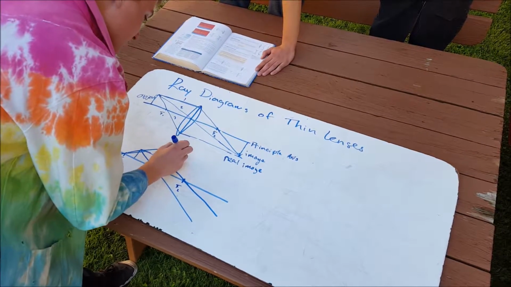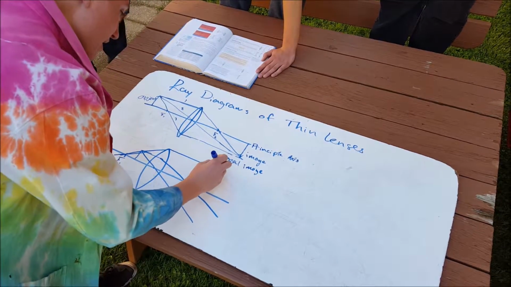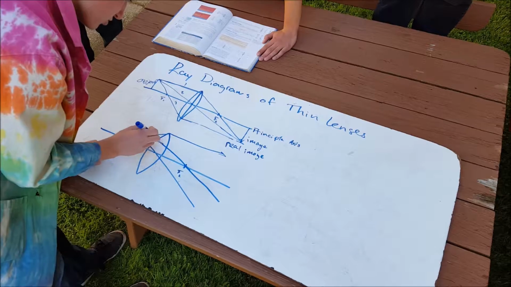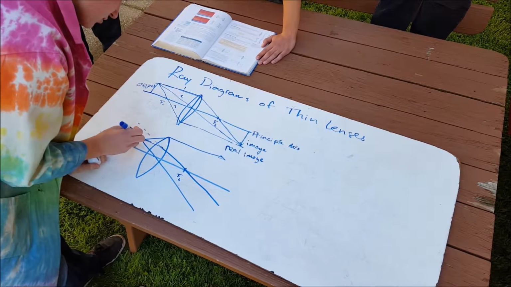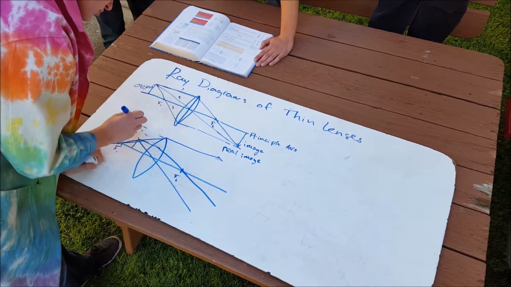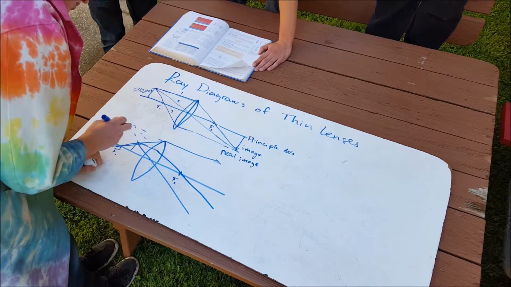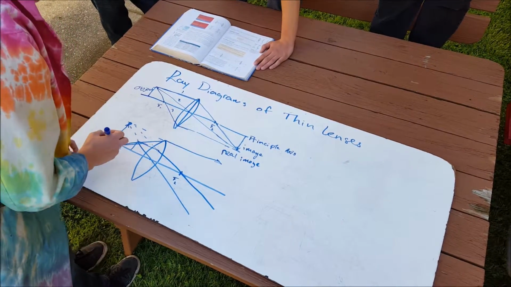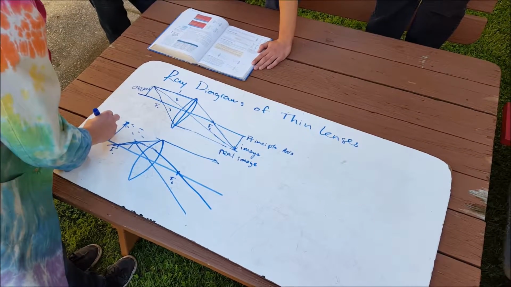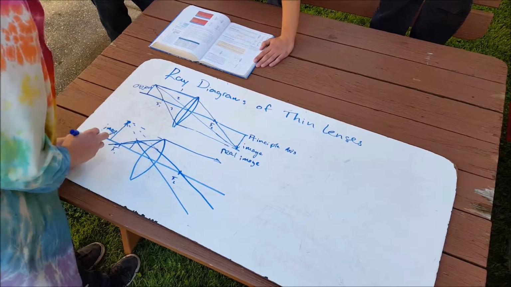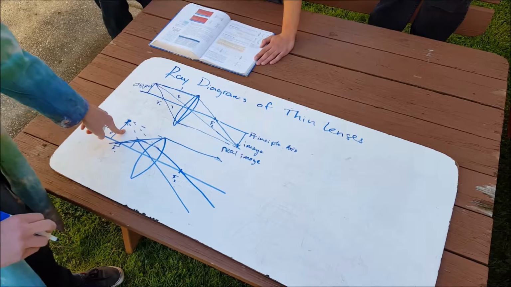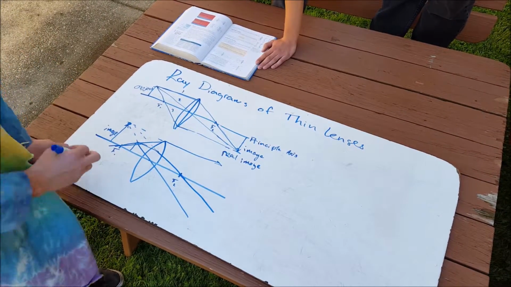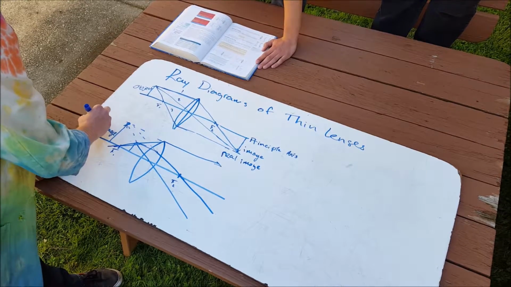So see how these never actually intersect? So what you're going to do is you're going to then trace them back. Right here is where your image is produced, behind the object actually. So here's the image, and since it's right side up, that means that it's going to be a virtual image.